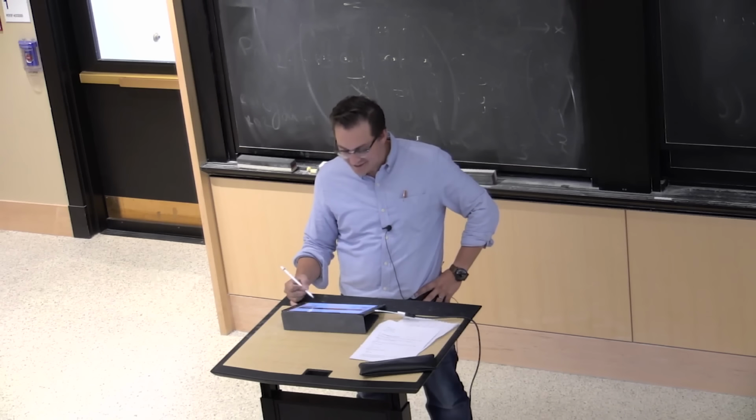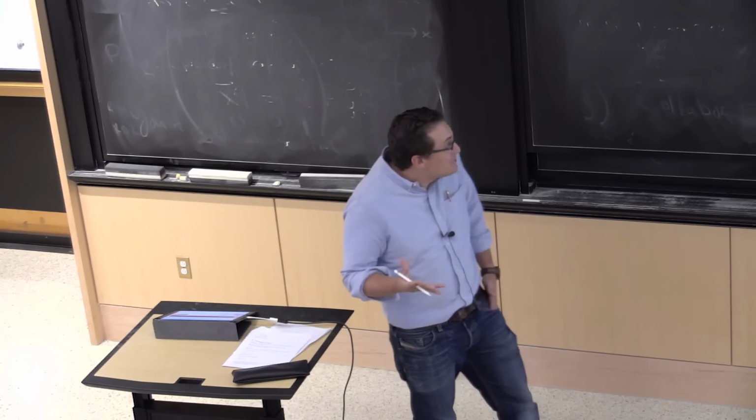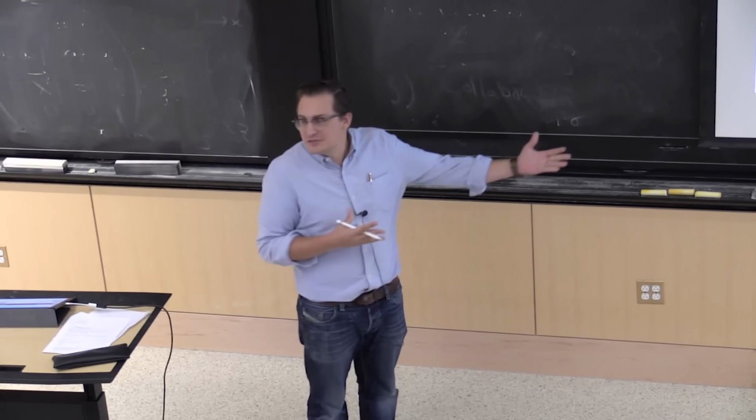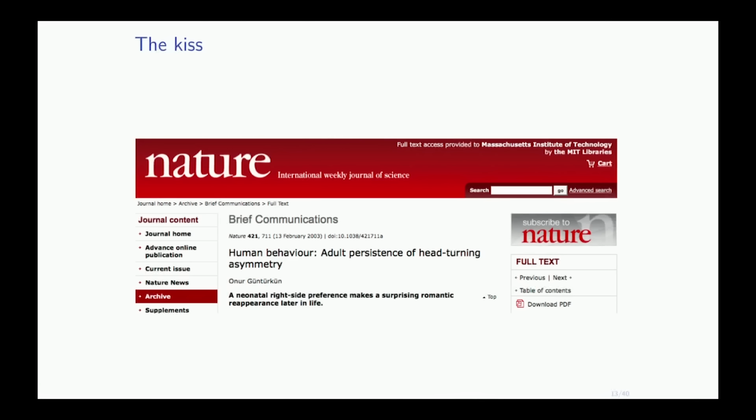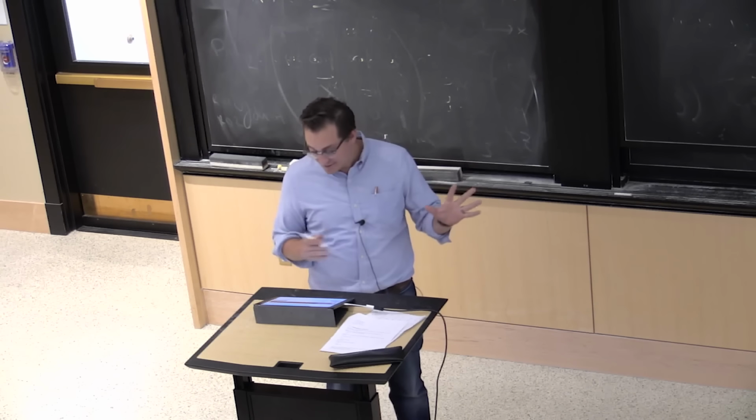Turns out that there is data, and in the very serious journal Nature, someone published a very serious paper, which actually looks pretty serious, right? If you look at it, it's like human behavior, adult persistence of head turning asymmetry. I mean, there's a lot of fancy words in there. And I'm not kidding you, this study is about collecting data of people kissing and knowing if they bend their head to the right or if they bend their head to the left. And that's all it is.